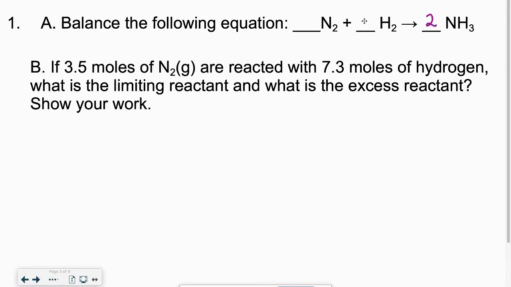So we have 6 hydrogens. So to balance the hydrogens, I'm going to put a 3 here. And just to make my coefficient clear, I put a 1 in front of the N2.